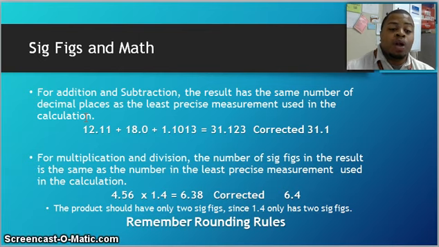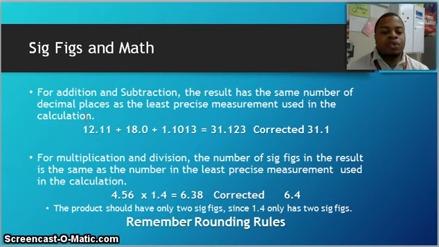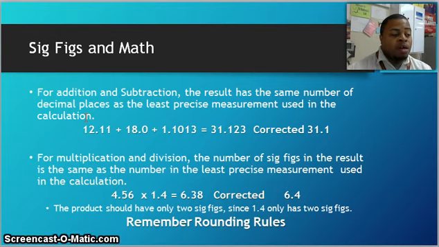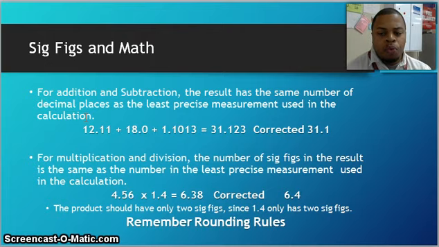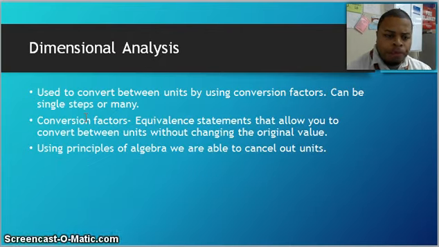Now, as we're doing this, you want to make sure you remember our basic rounding rules. Same things we've been using since elementary school. If it's 5 or above, we're going to round up. If it's 4 or below, then we leave it the same and we work around it that way.